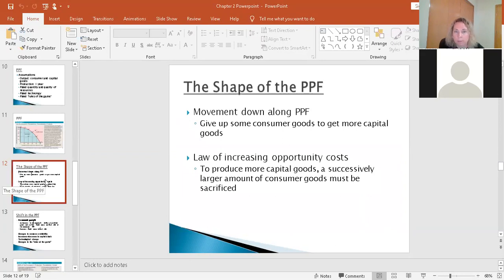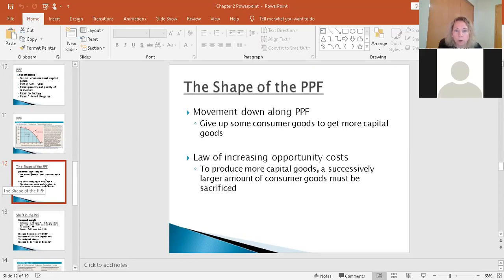But let's talk a little bit about the shape of that PPF, that curve, right? The first thing we're gonna talk about is what happens when we move from point A to point B to point C along that curve, starting at the top, where we were producing all consumer goods, and working our way down the curve to produce more and more capital goods. This is actually the definition of efficiency: if we are producing at point A, which is all consumer goods and no capital goods, it's perfectly efficient.